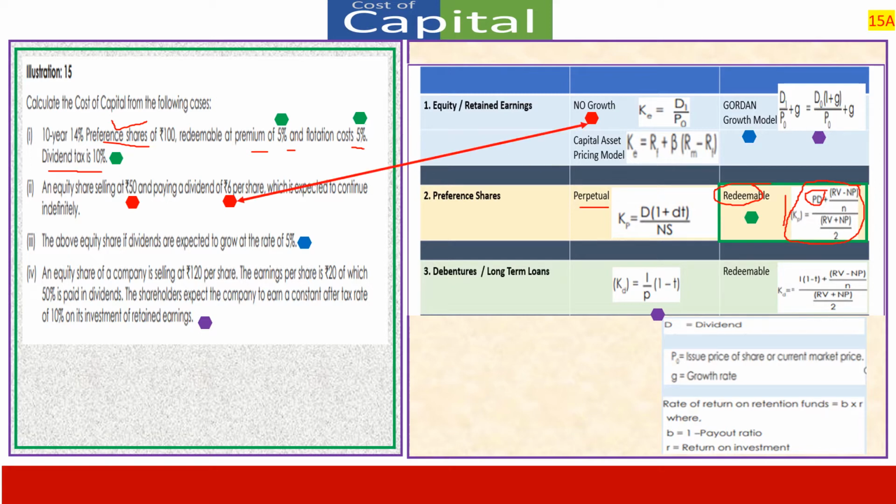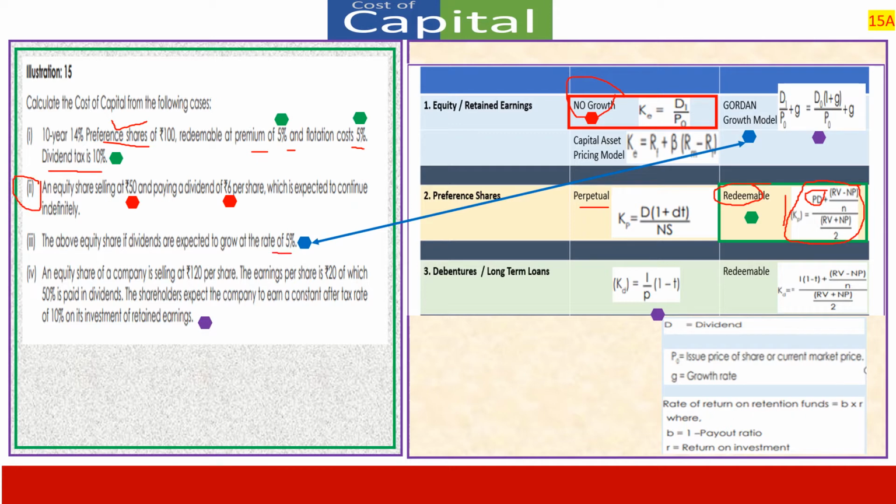The second is equity share selling at rupees 50, paying a dividend of 6. Only price and dividend are given, no growth mentioned. Therefore, we will be using the no growth model for the second part of the problem. Third, equity share as in 2 above, where 50 and 6 are given, where there is a growth rate.